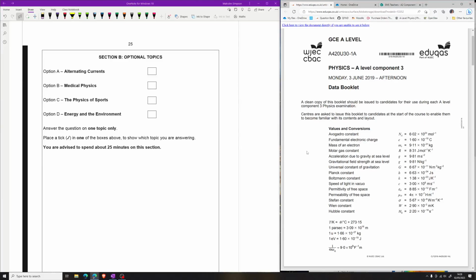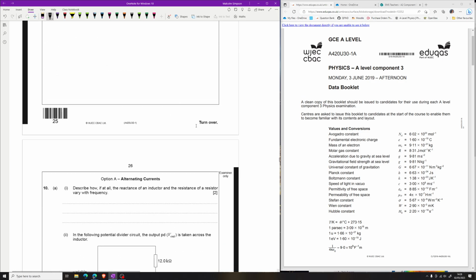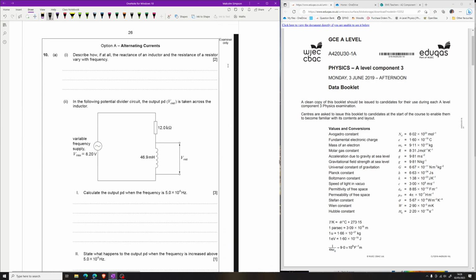Right, options time then. Options. Let's start at the beginning. Alternating currents. Let's go.